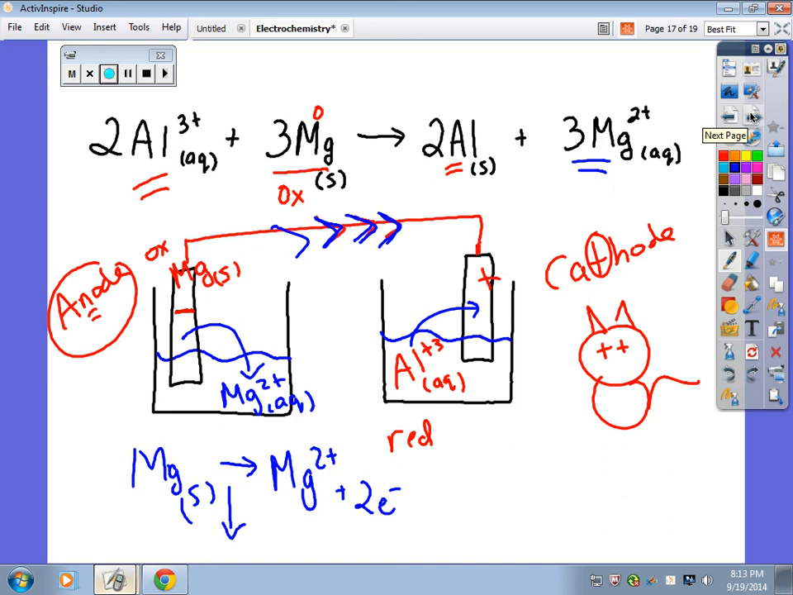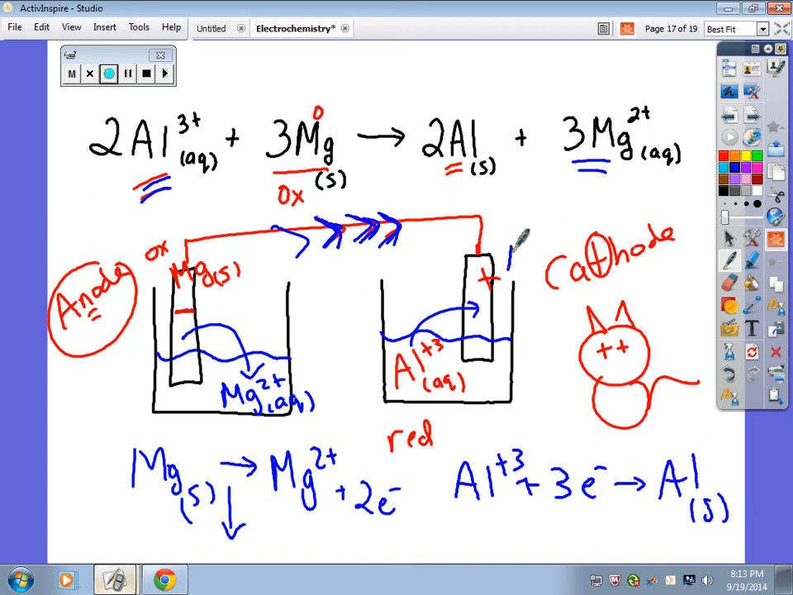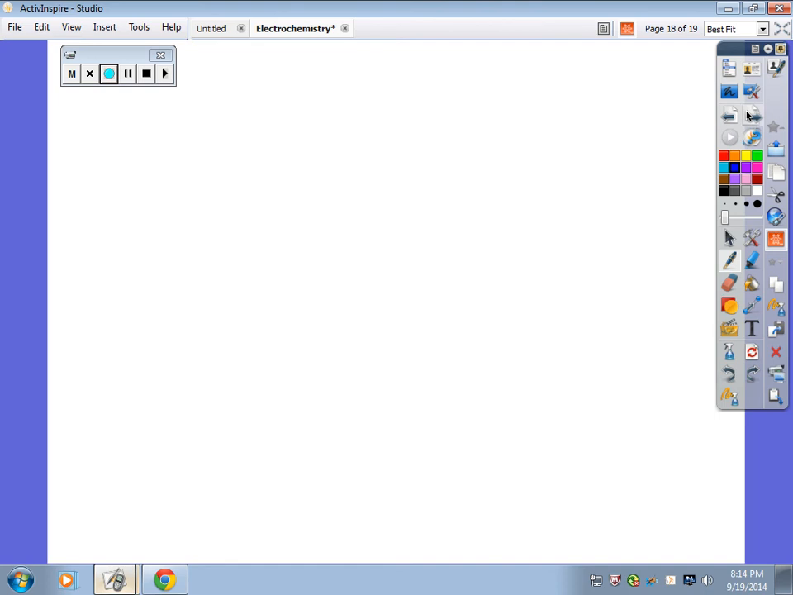Now what happens on this side? Well, my aluminum's being reduced. It's in my beaker. Electrons are coming in through the wire. And I'm making aluminum solid. So this is my cathode right here. My aluminum solid is my cathode. The concentration of these are going down. They're going away as the electrons enter. And the mass of this is going up. And that's it.